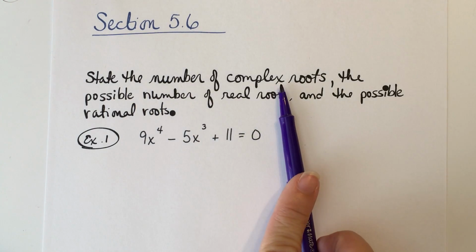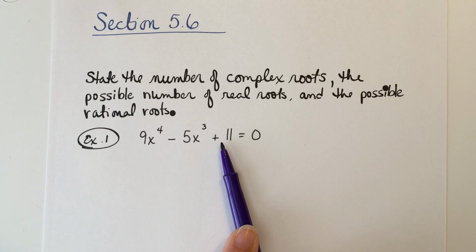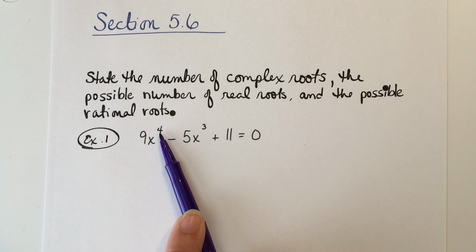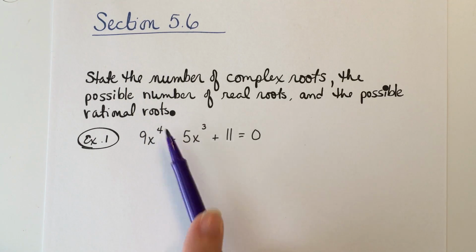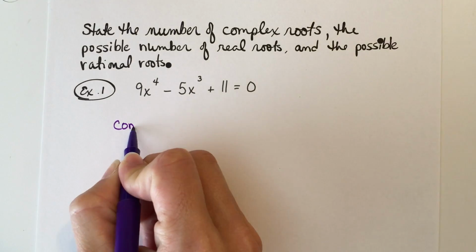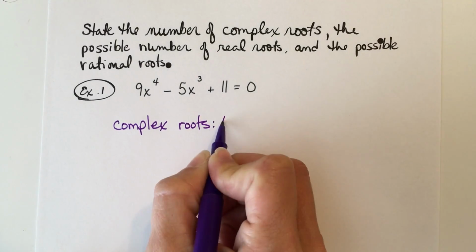When you want to know how many complex roots there are when you're talking about a polynomial equation, then all you have to do is simply just look at your largest exponent, in this case being a 4. So that's going to mean that your number of complex roots is going to be 4.